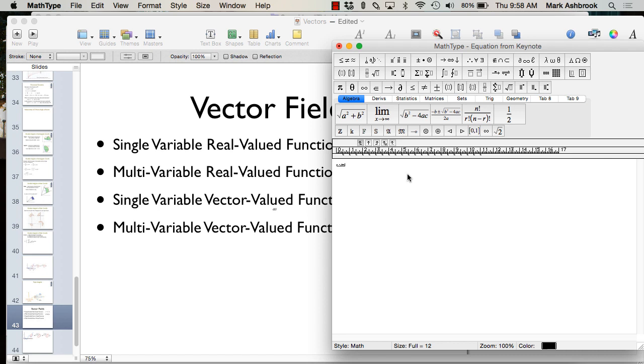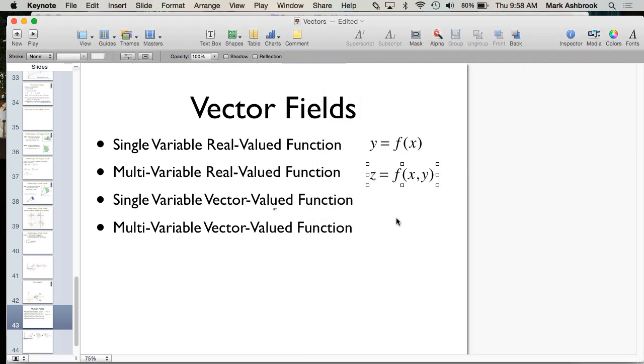Some people are saying z equals f of xy. What do you think? Multivariable referring to? Multiple independent variables. Multiple independent variables taken together give you a single real value, right?